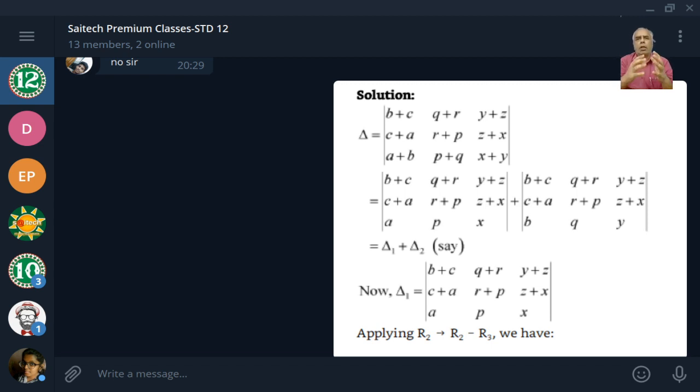Now let us identify determinant 1. So we have B plus C, Q plus R, Y plus Z, then C plus A, R plus P, Z plus X, then A, P, X. Let us take that alone and apply R2 becoming R2 minus R3. Can you go ahead now? Try.